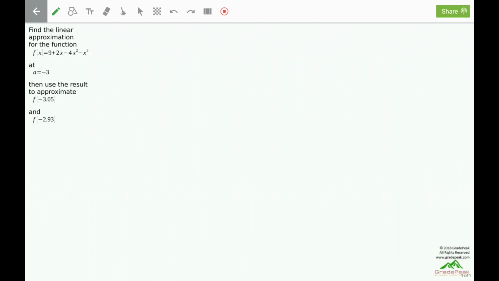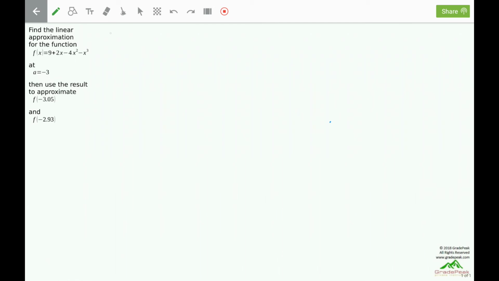Find the linear approximation for the function f of x equals 9 plus 2x minus 4x squared minus x cubed at a equals negative 3. Then use the result to approximate f of negative 3.05 and f of negative 2.93.